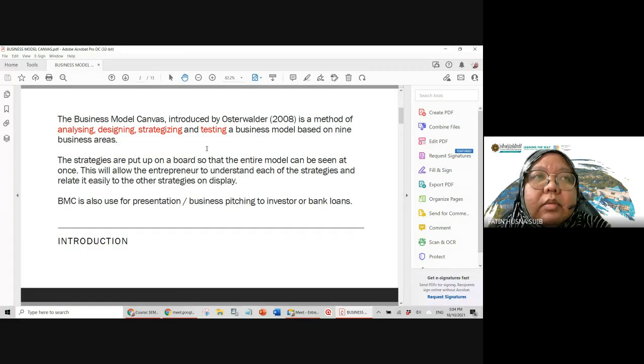Some of my students are able to compete internationally because of BMC. The short form is BMC. If there are a lot of entrepreneurship contests on BMC, you can join and get free money. The most important thing when it comes to BMC is the idea, when you have an idea of a business. So BMC is used for presentations or business pitching for investors or bank loans.